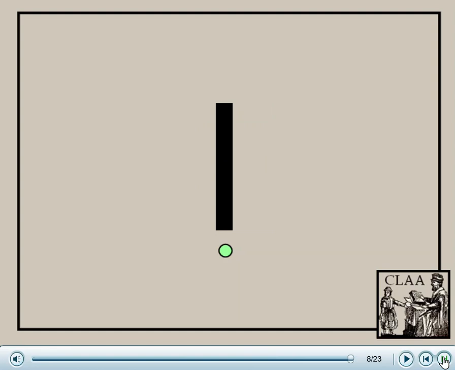Once again, point to the green dot on your screen and look carefully at this Latin letter. This is the Latin letter E. Anytime we see this letter in Latin, we should read it as E. This letter represents the spoken sound E.